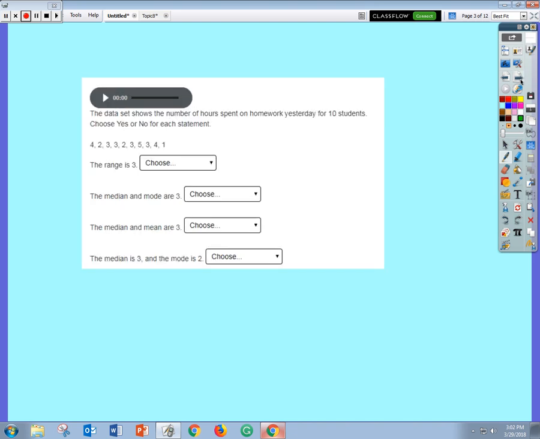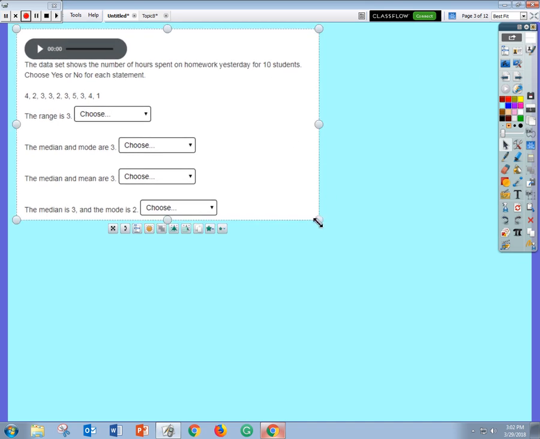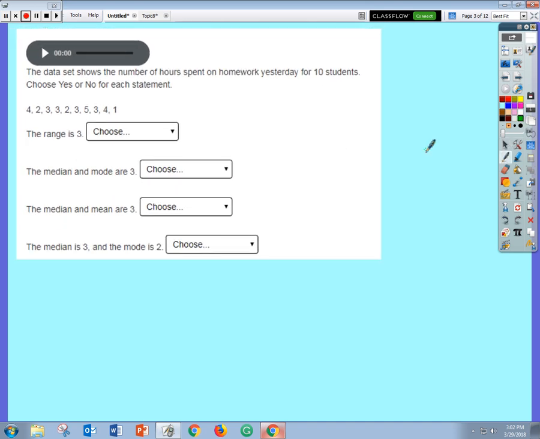Next question. The data set shows the number of hours spent on homework yesterday for 10 students. Choose yes or no for each statement. Well, right now I see we have to find range, median, and mode. I'm having a hard time doing any of that because this data is not in order. We have 1, 2, 3, 4, 5, 6, 7, 8, 9, 10. Let me double check. 1, 2, 3, 4, 5, 6, 7, 8, 9, 10 values in this data set.